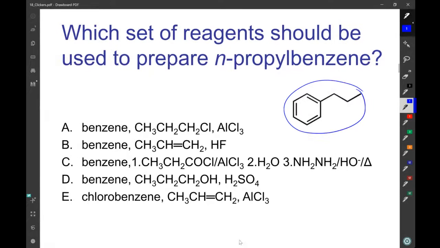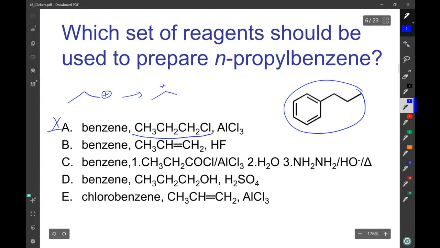Okay, so let's look at a solution. Now, I had a problem with those who said A, simply because when you look at A, you will form your carbocation, and that carbocation will rearrange. With A, this is the initial carbocation that you will form, but that carbocation will rearrange to give you a secondary carbocation. And if it rearranges to give you the secondary carbocation, then A will give you this product, not what we need. Does that make sense with the A? So that's why I said A, you should be careful.